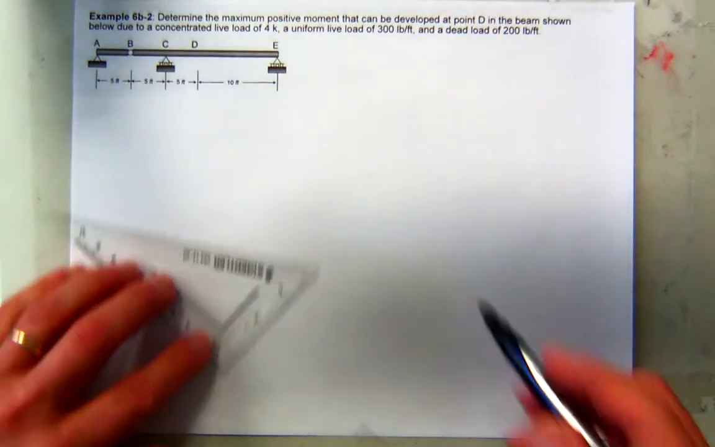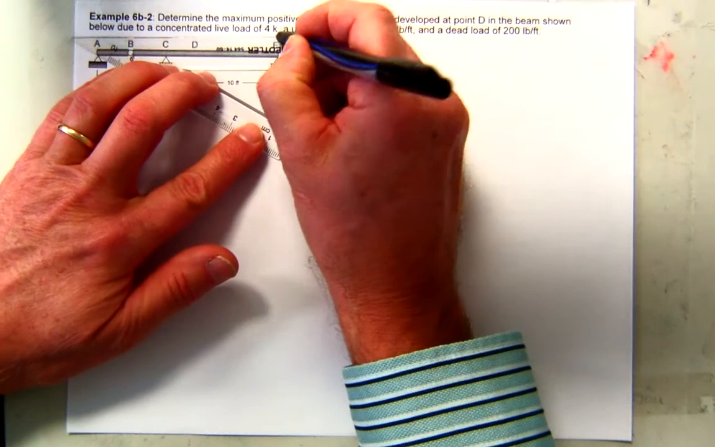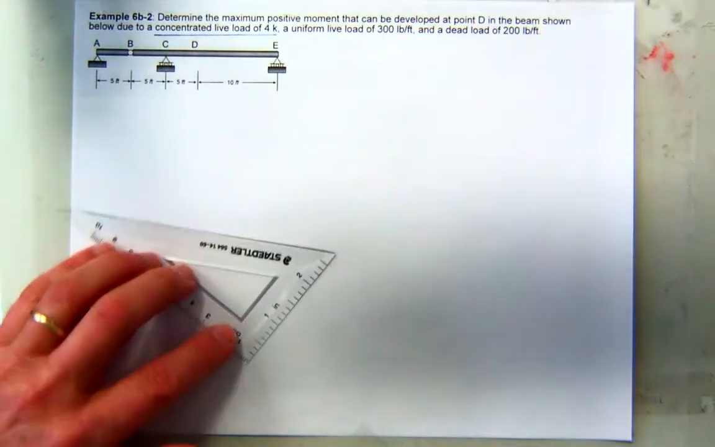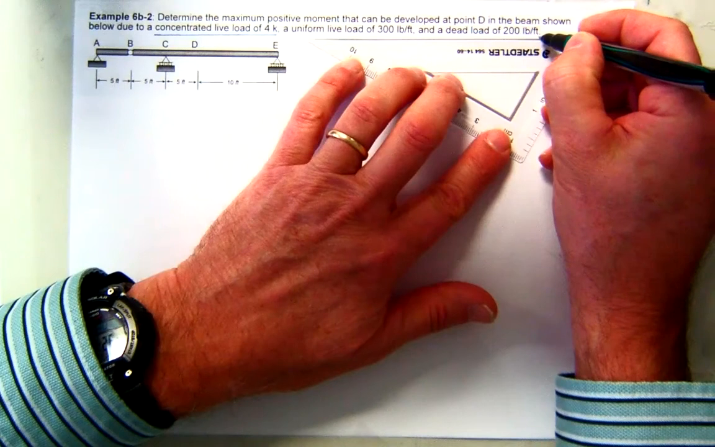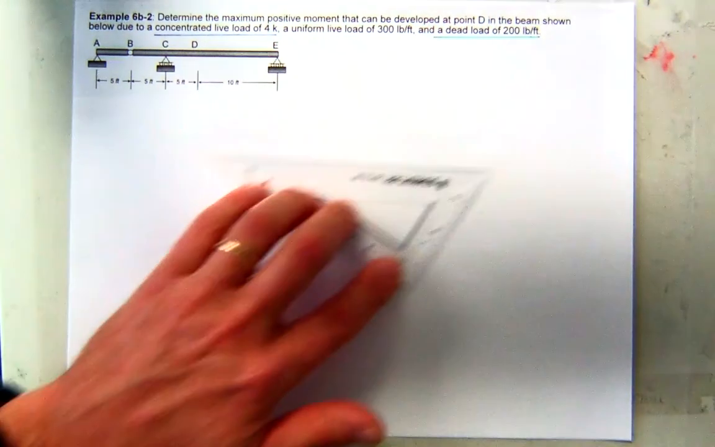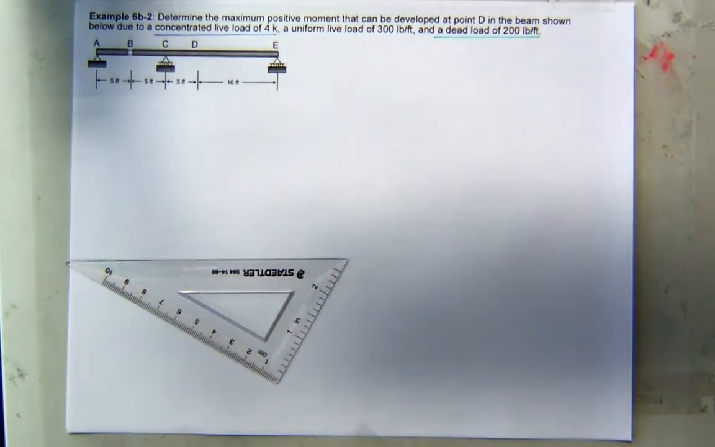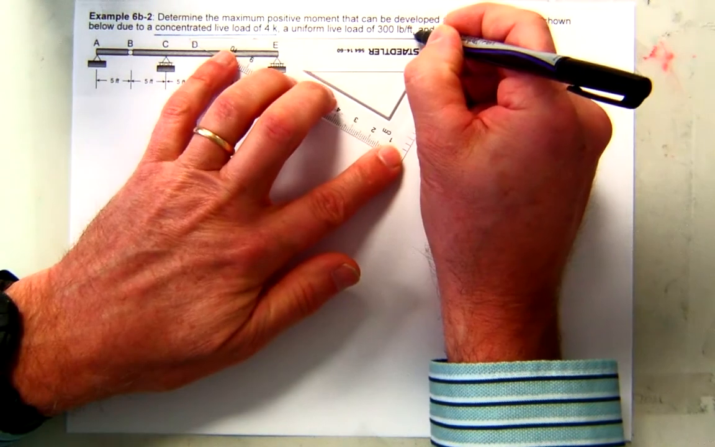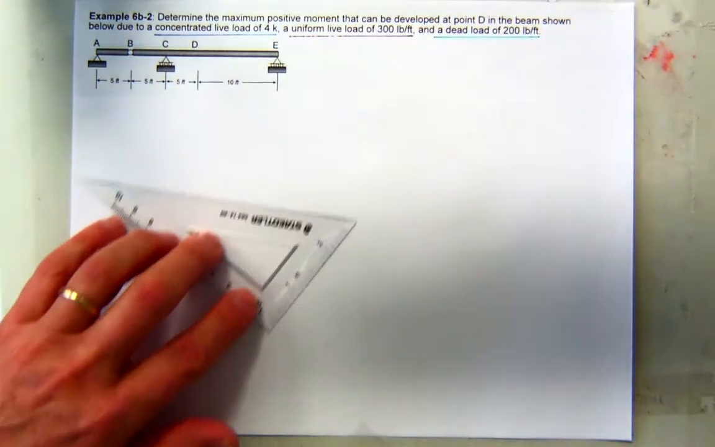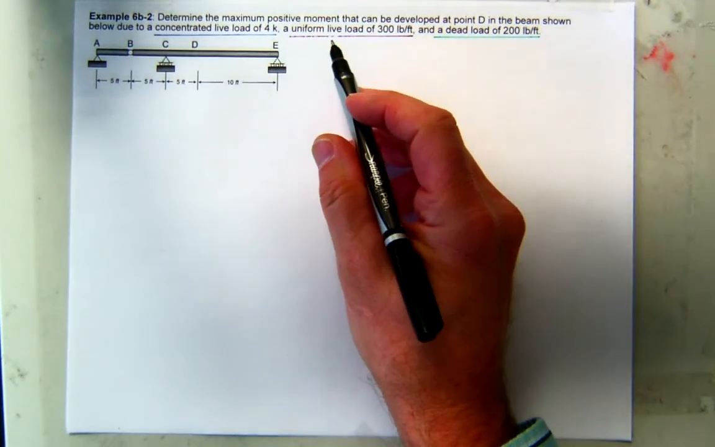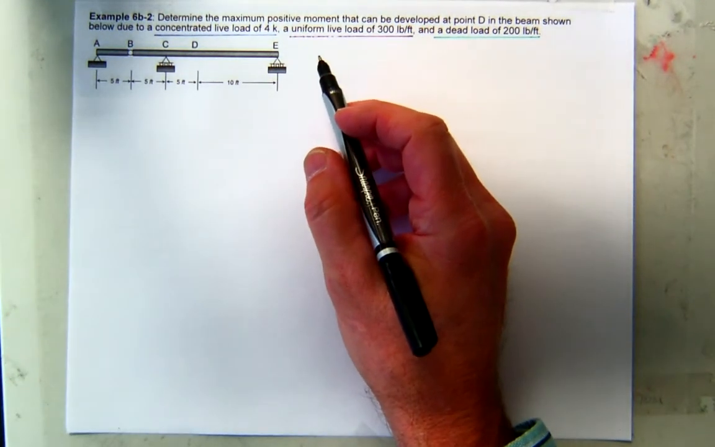You'll notice that you have a live concentrated load of 4 kips. You have a dead load of 200 pounds per foot. And now, this is something a little different. You have a uniform live load. So we haven't talked about that yet. So this will be something a little new to the problem, since live loads can move around.